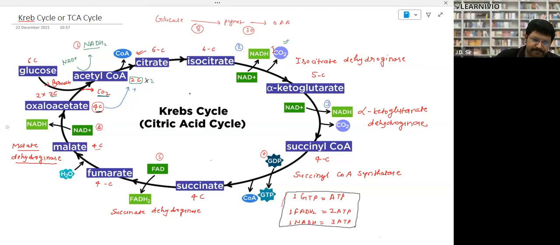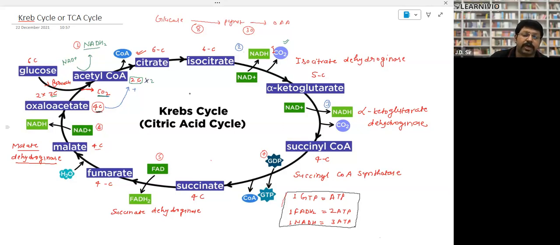After glycolysis, decarboxylation of pyruvate takes place. Meaning one carbon dioxide is removed. This is called decarboxylation because carbon dioxide is getting removed. Pyruvate is a 3-carbon molecule, and when one carbon is released, it becomes a 2-carbon compound. So 2 pyruvate will convert into 2 molecules of acetyl coenzyme A.